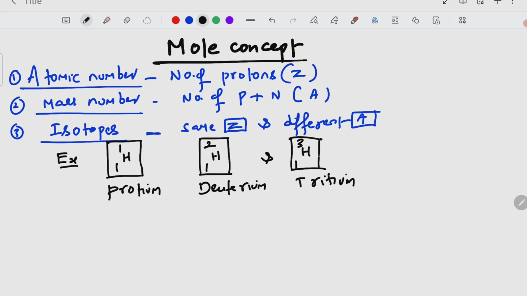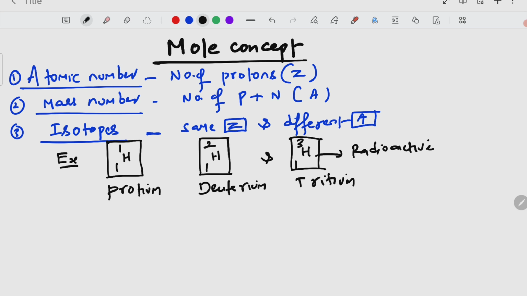Among these isotopes, this one we refer to as radioactive isotope. Among 3 isotopes of hydrogen, the radioactive isotope is tritium. So overall, isotopes are those atoms of elements having same atomic number, different mass number. Best known example, isotopes of hydrogen: protium, deuterium and tritium.